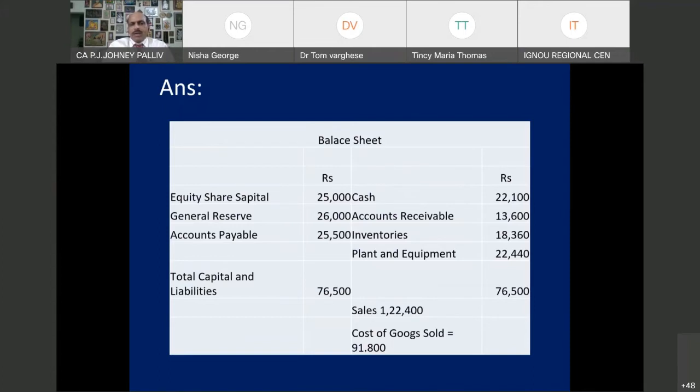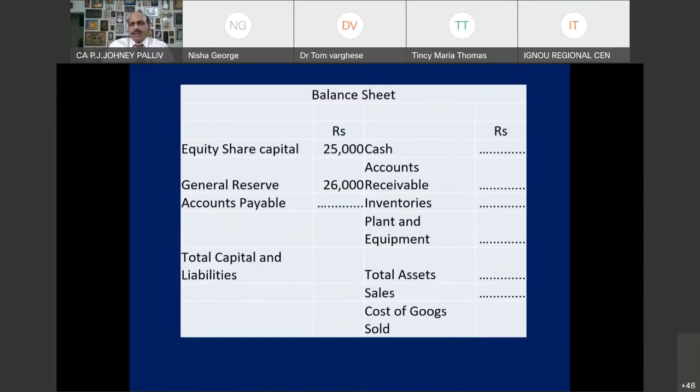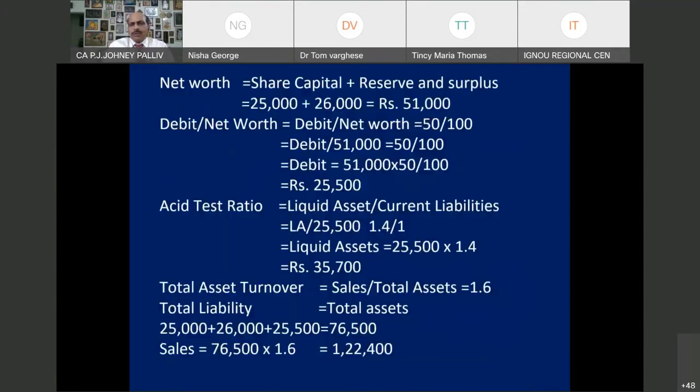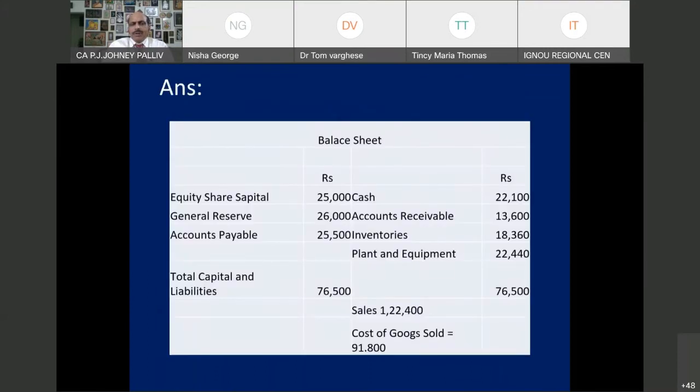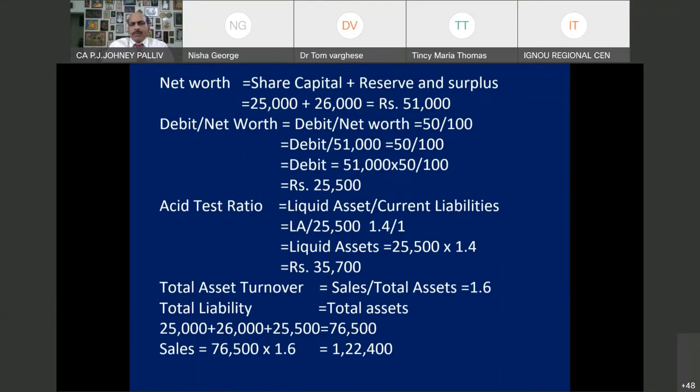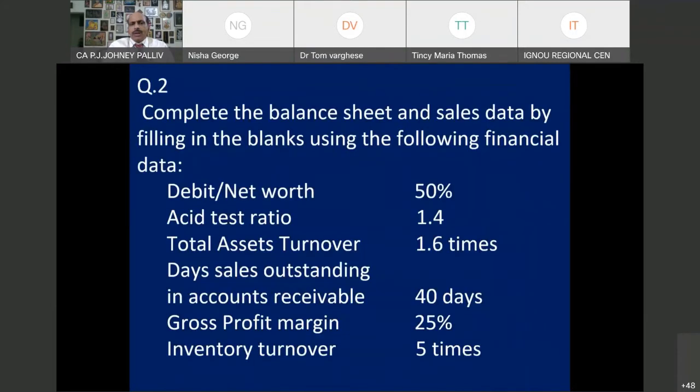Now, let us go to the asset side: cash, accounts receivable, inventories, plant and equipment. That is given as blank. We are going to find out. How to find out? We are going to make use of the acid test ratio. As I told you, acid test ratio is nothing but liquid assets ratio. Liquid asset ratio is liquid assets divided by current liabilities. What is the current liability? We have found out accounts payable, short term liability. So, 25,500. Therefore, liquid assets divided by 25,500 is equal to, it is given 1.4.